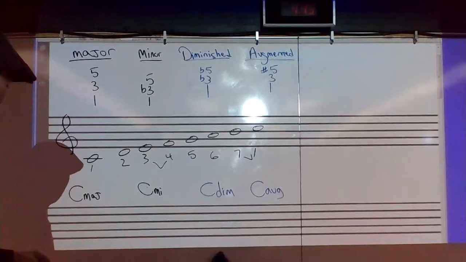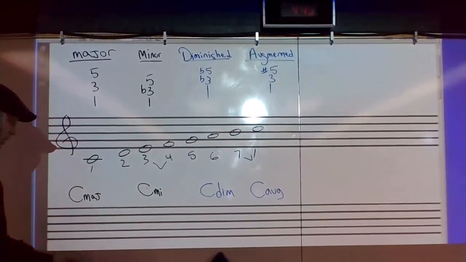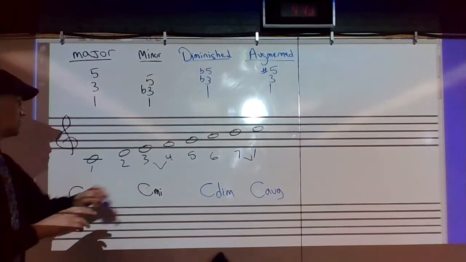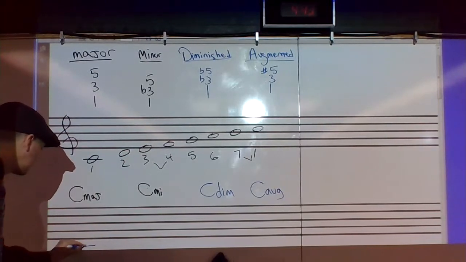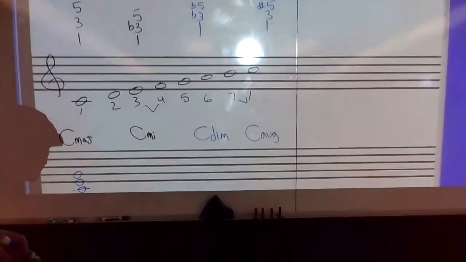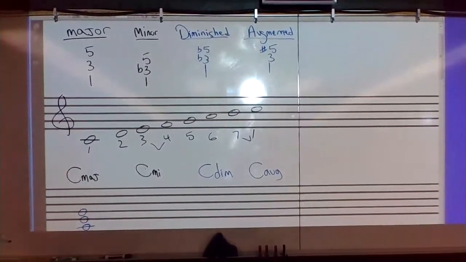Okay, so if we start with our C major, we only have to find 1, 3, and 5: C, E, and G. And I can stack that up down here. That's 1, 3, and 5 of the C major scale. And that's how I spell my C major triad.